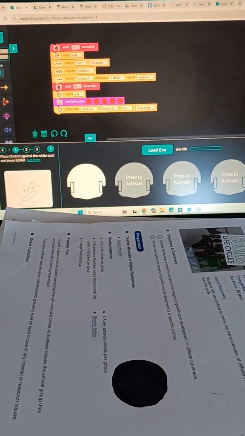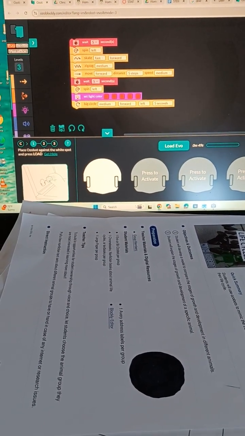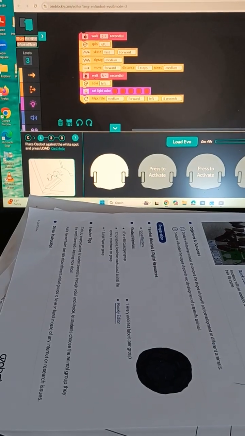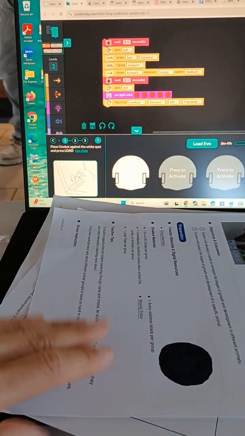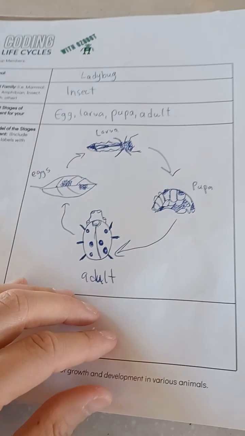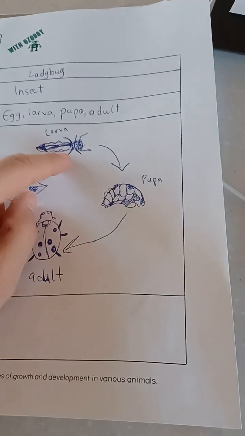Let me see, did I have anything else? Yeah, that's what I had for the critiques. And then for access points, we could have pre-made visuals of the life cycle of a selected animal. For a ladybug, we could have pictures of these stages, so we didn't have to draw them.